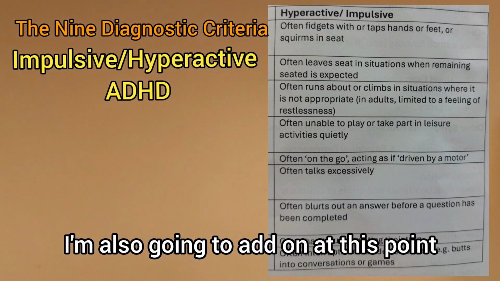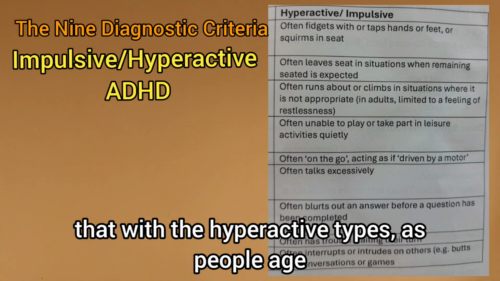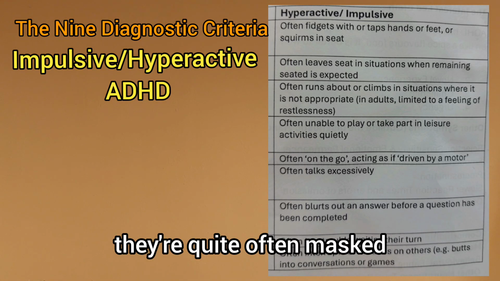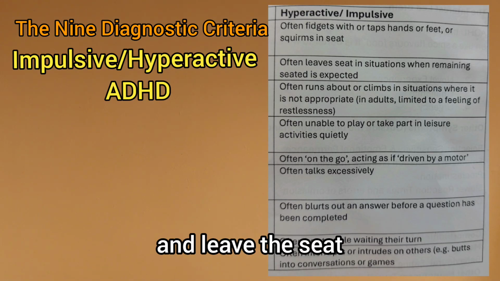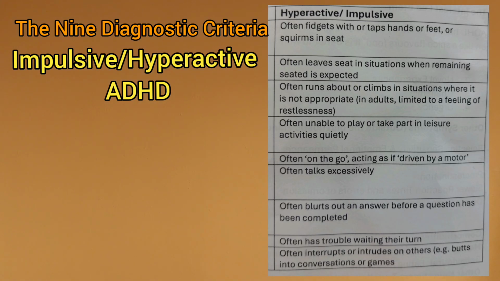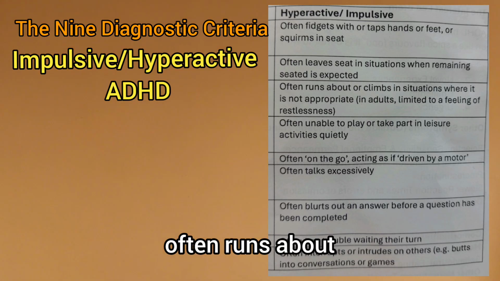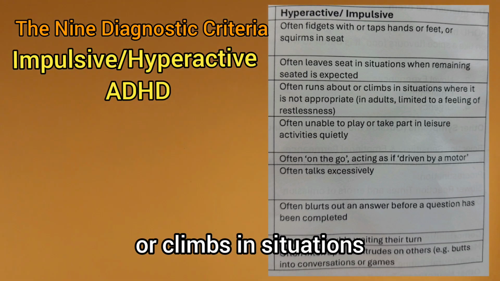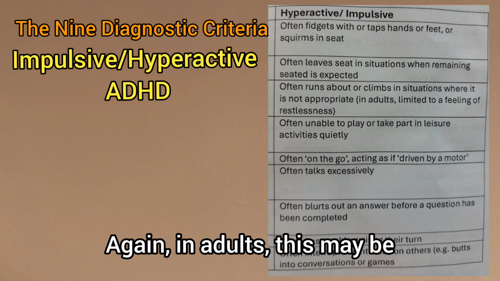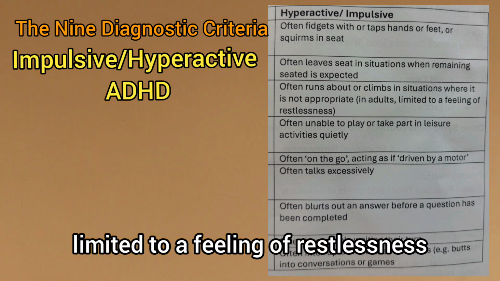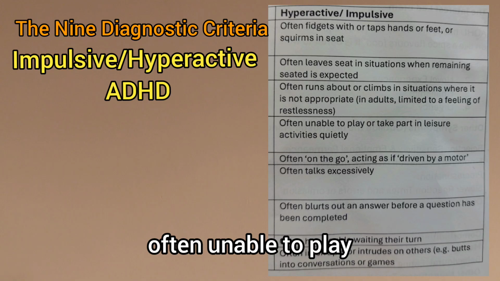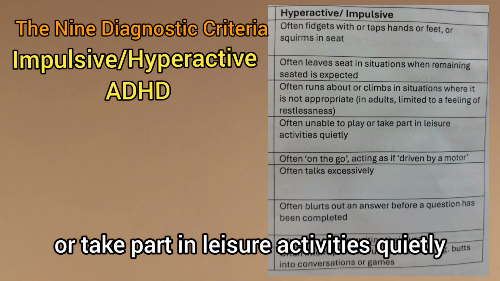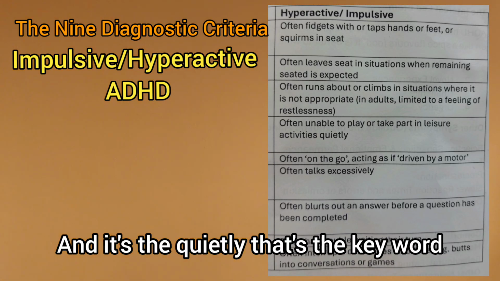I'm also going to add on at this point that with the hyperactive types, as people age, they're quite often masked, so there might be more a feeling of restlessness or wanting to get up and leave the seat, but masking that and staying. Anyway, number 3. Often runs about or climbs in situations where it is not appropriate. Again, in adults, this may be limited to a feeling of restlessness. 4. Often unable to play or take part in leisure activities quietly, and it's the quietly that's the key word.